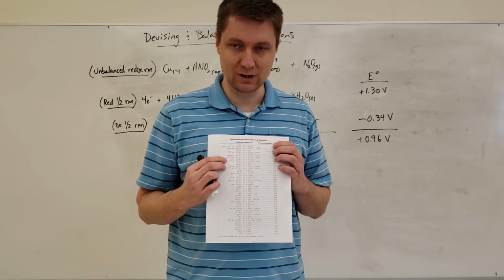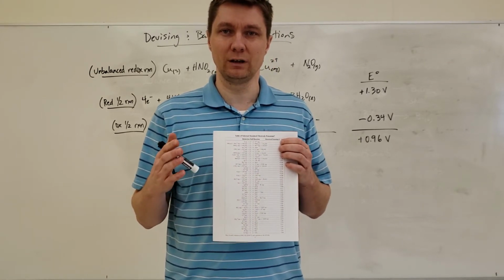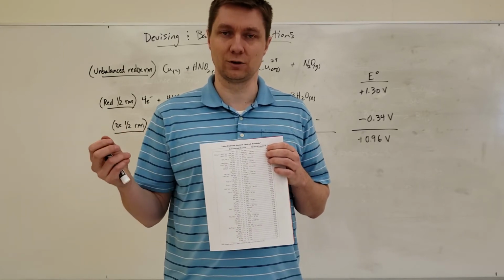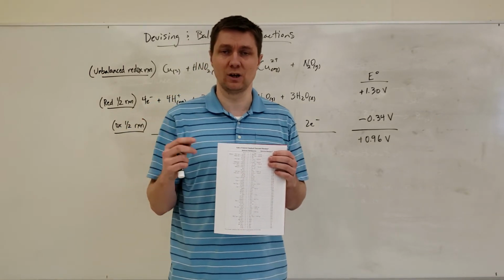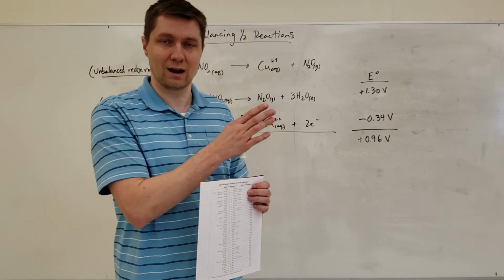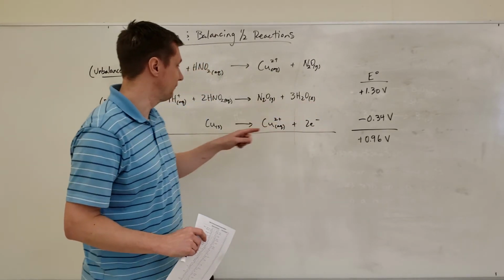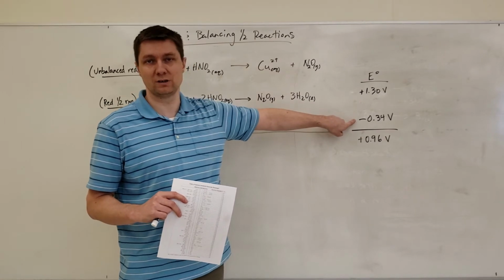And an electrical potential is just describing the ability that a substance has to either gain or lose electrons. So because we have two half reactions, there's two types of electrical potentials. For reduction half reactions, we have reduction potentials. And for oxidation half reactions, we have oxidation potentials.